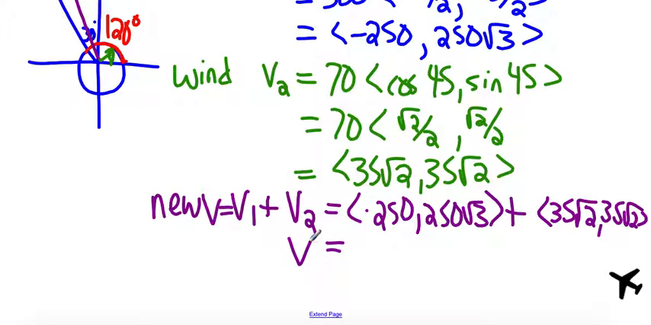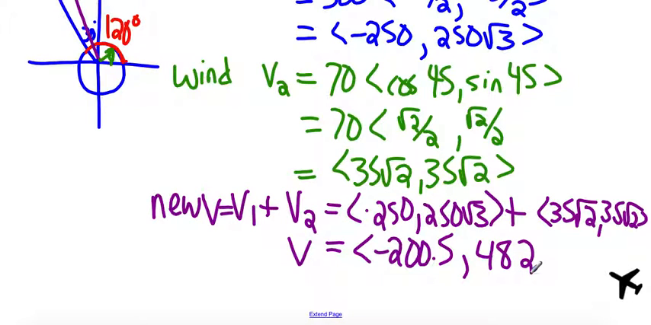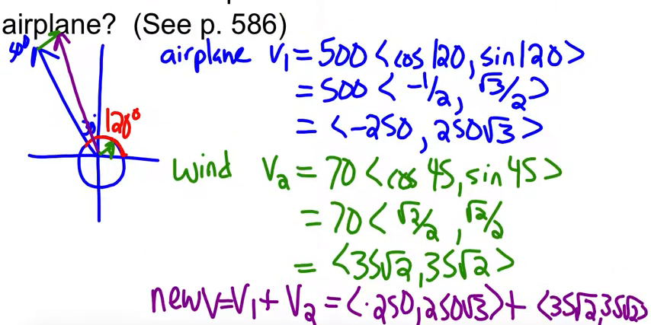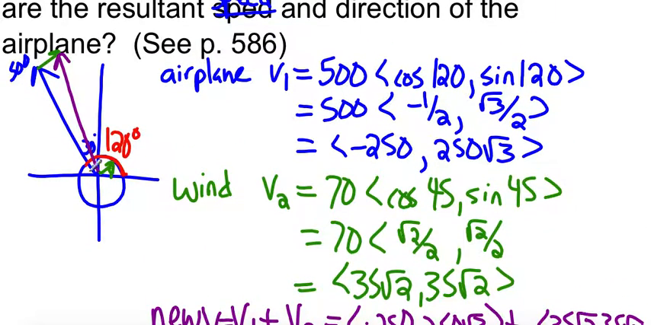Okay, so in my calculator I'm going to do negative 250 plus 35 root 2. When I put that all in, I get negative 200.5. And then 250 root 3 plus 35 root 2, I get 482.5. Okay, so this is the new vector that the airplane is traveling. So again, that would describe here and here on this new vector.